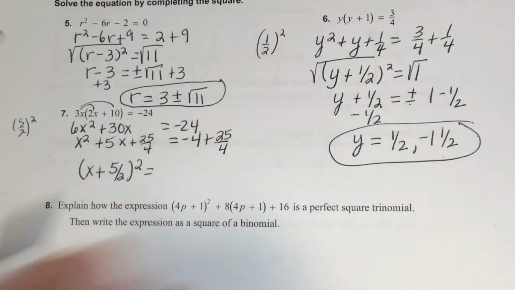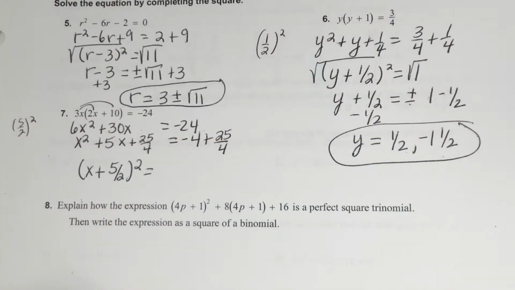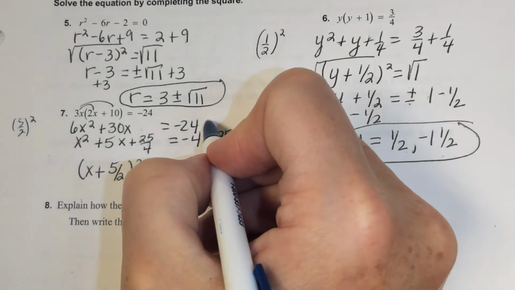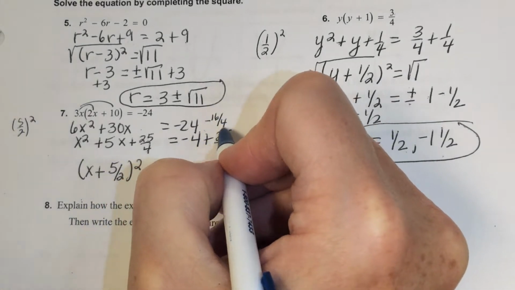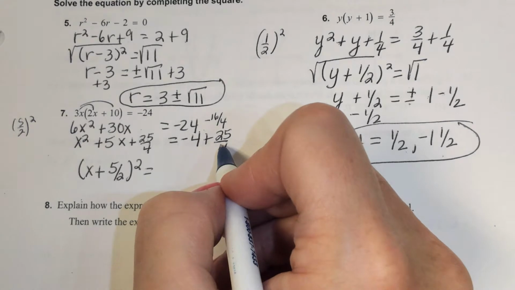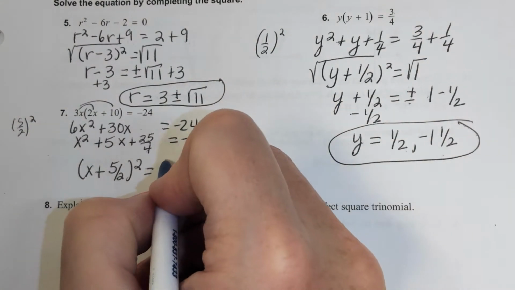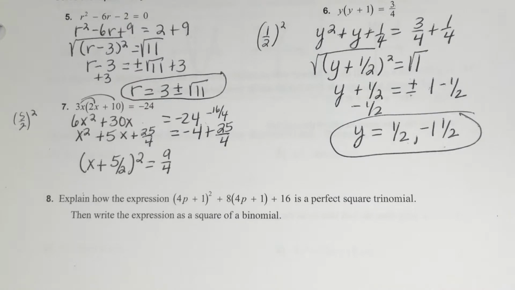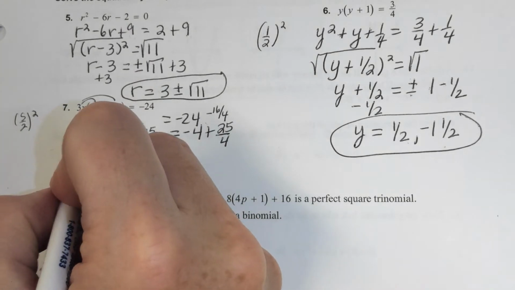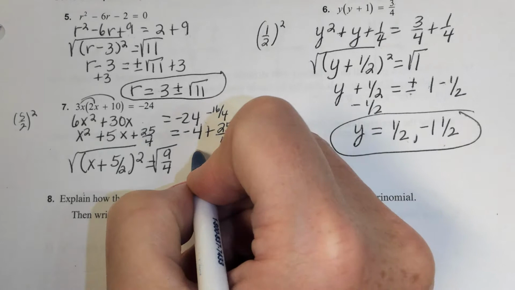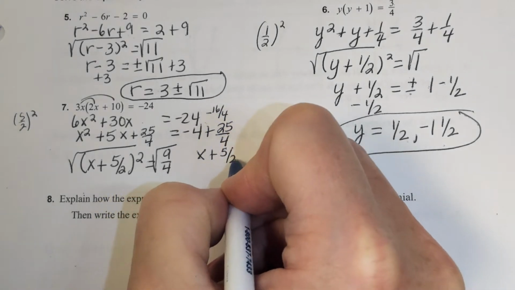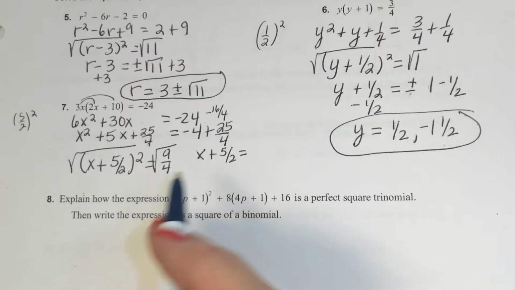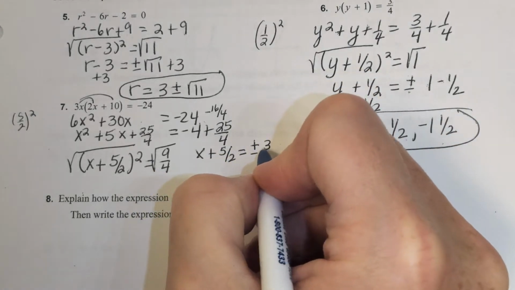What would I have to do here to be able to combine? Get a common denominator. So this would be negative 16 over 4 plus 25 over 4 would be 9 over 4. Okay, so now I'm going to take the square root of both sides, and I have x plus 5/2 equals, what's this going to be, guys, the square root? Plus or minus 3 over 2.